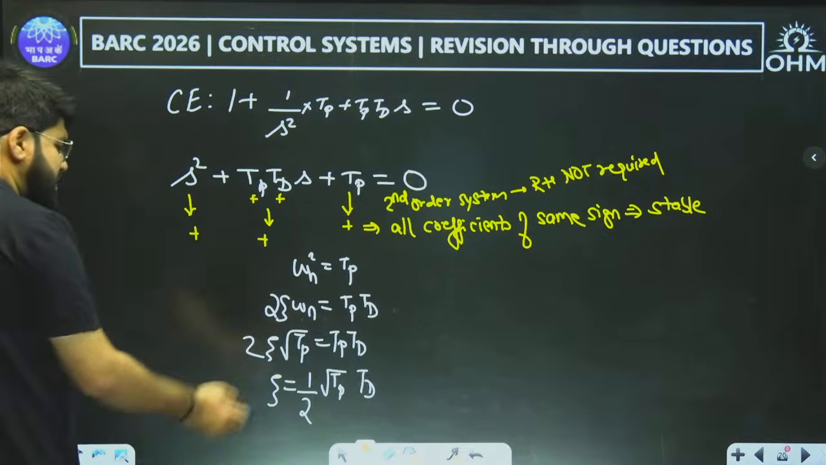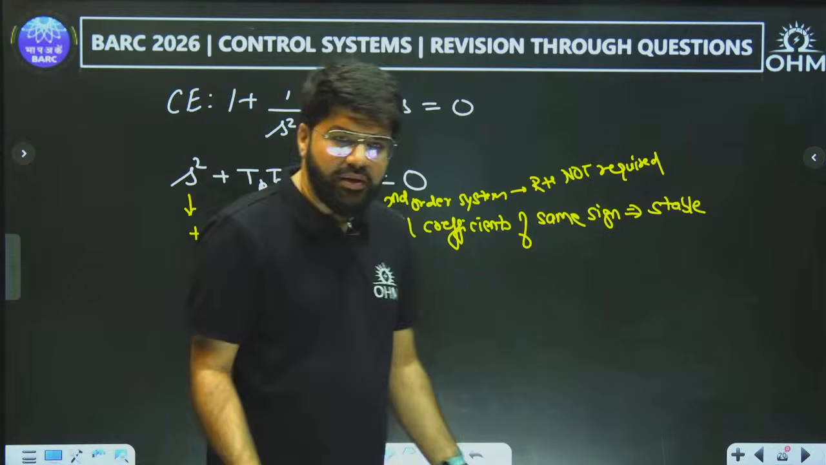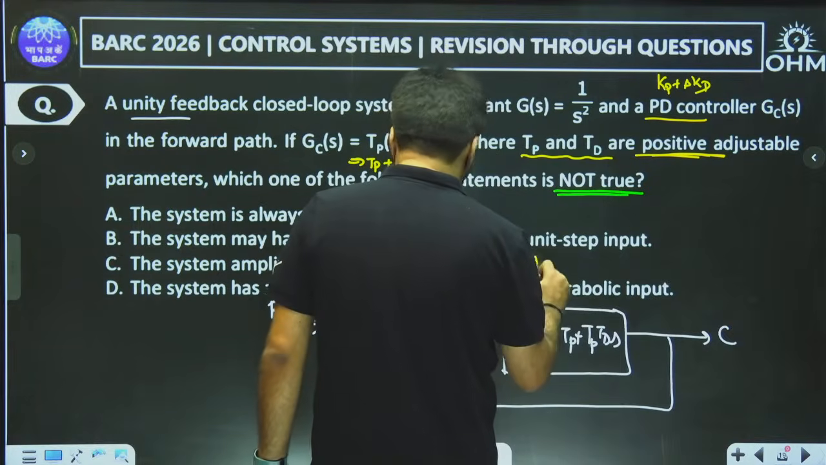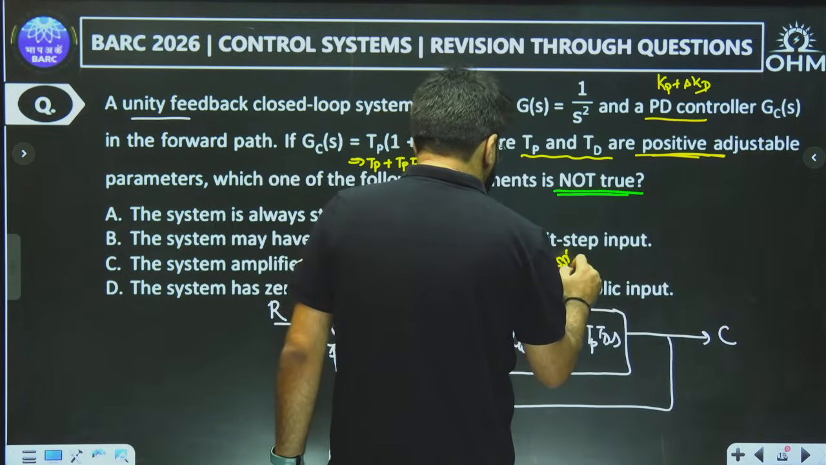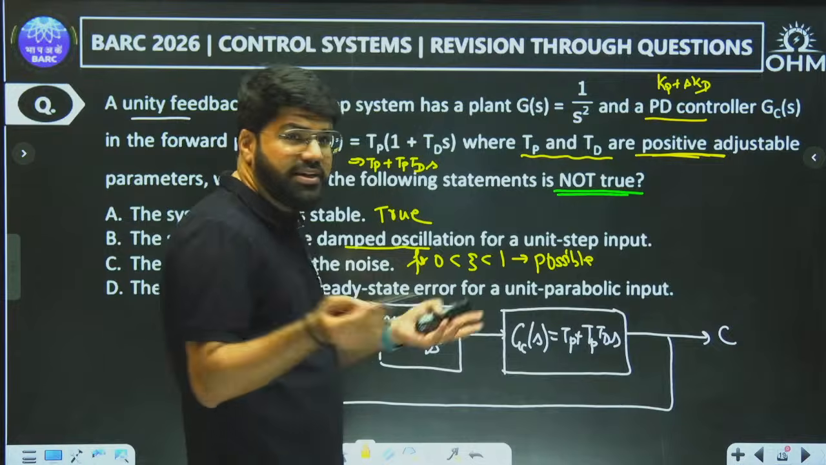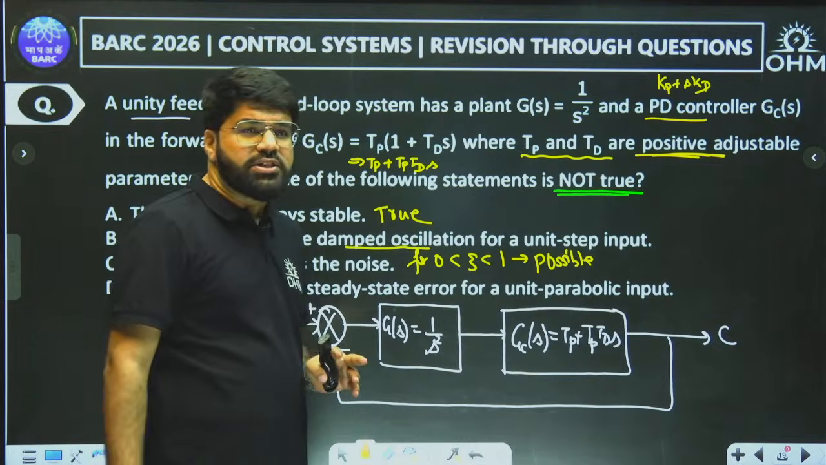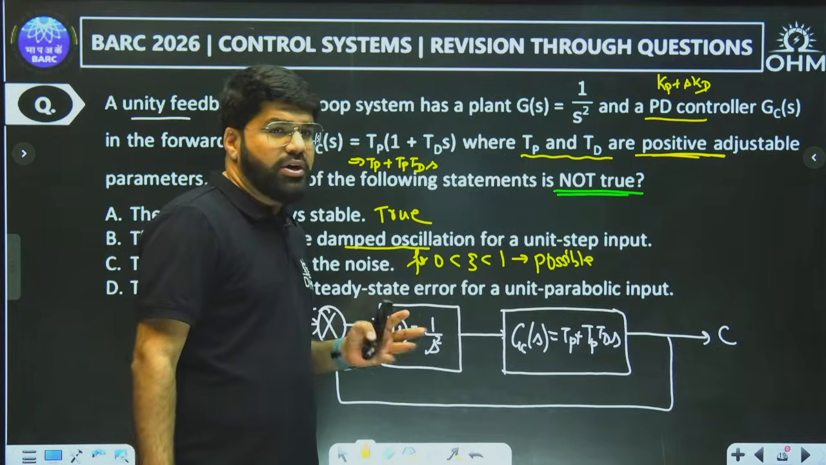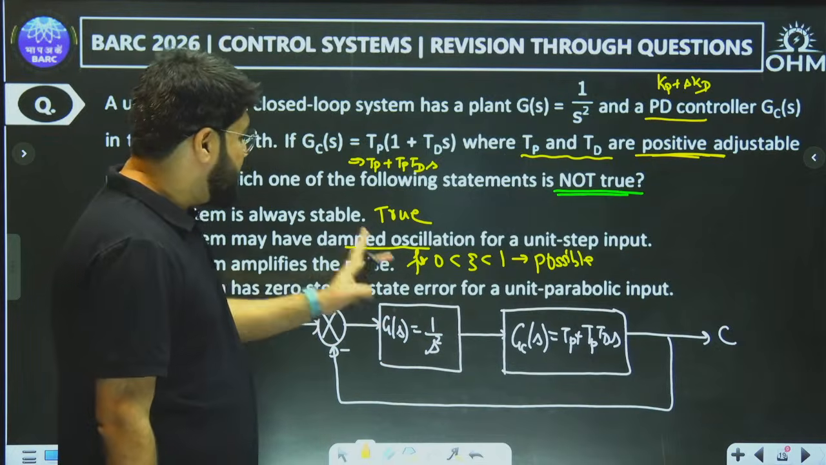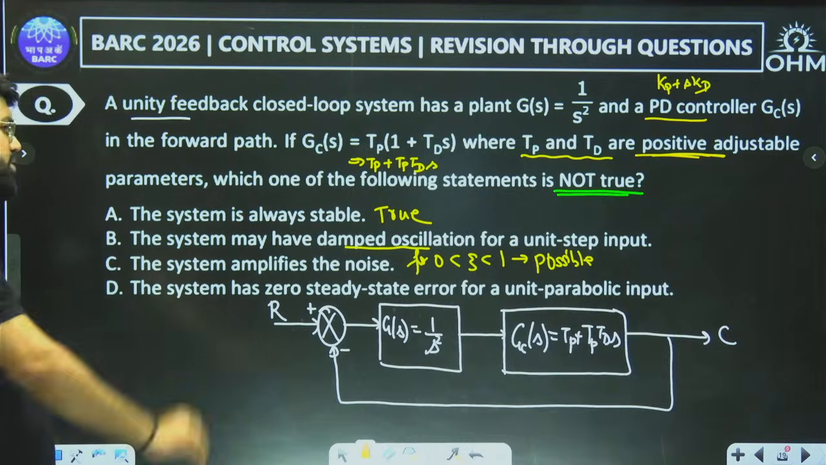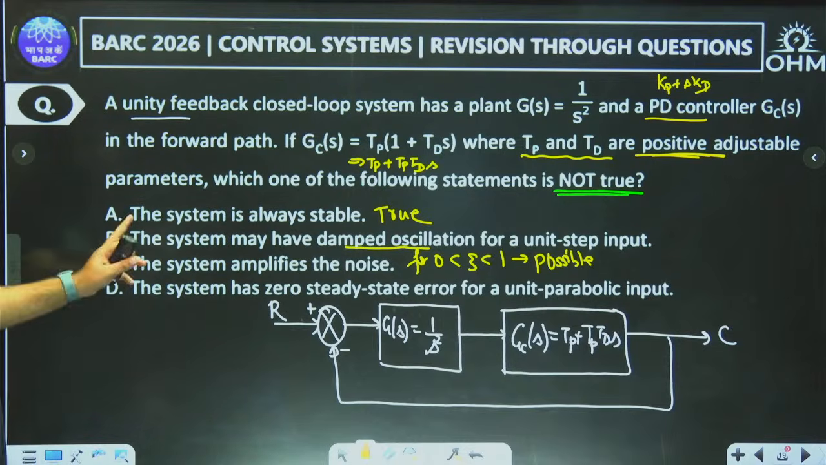Because they are adjustable parameters, zeta may be less than 1, possible. So for zeta between 0 to 1, is this possible or not? Yes. And that is why they are telling the system may have. They are not telling the system will have. If I say a system will definitely have damped oscillation, then that is not generally correct. But there can be some values of TP and TD for which this is possible. So the system may have damped oscillation, correct.